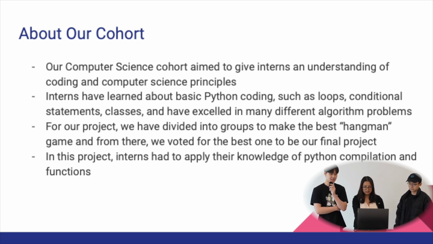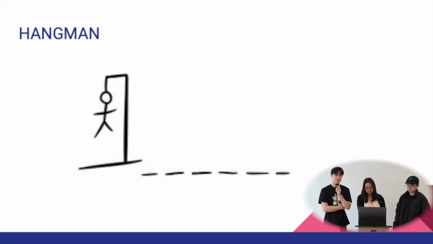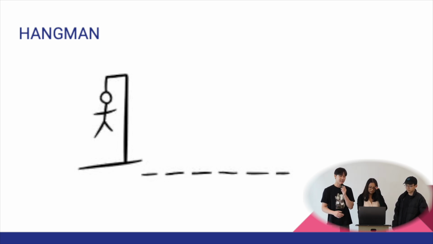For our final project that we had to present, we had to make a hangman game, where we voted for the best final project, and we had to apply Python knowledge of compilation and functions in order to create this game. Hangman is basically a game where you choose a word, or there's a random word given to you, and you have to choose different letters, and if it's in this word, then it replaces the underscores. If all the underscores are turned into letters, then you've won the game. But if you don't complete this in 5 attempts, then the stick figure is completed and the game is over.